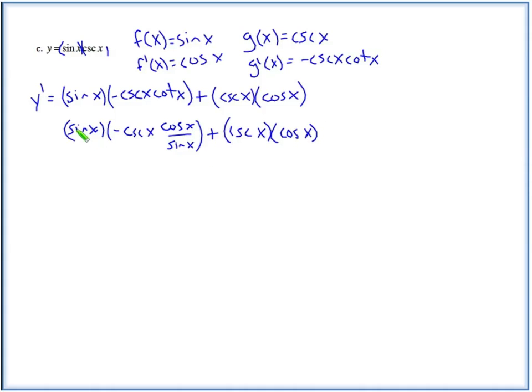Well, you can see now we have a sine x and a divided by sine x, and those actually cancel. So we're left with negative cosecant x cosine x plus cosecant x cosine x. So we have now a positive and a negative of exactly the same thing. So they actually cancel each other out, and we're left with 0.